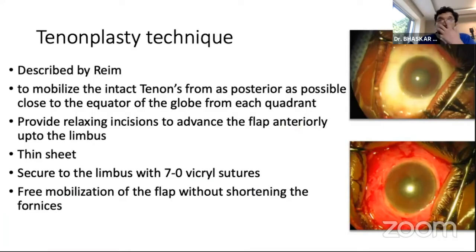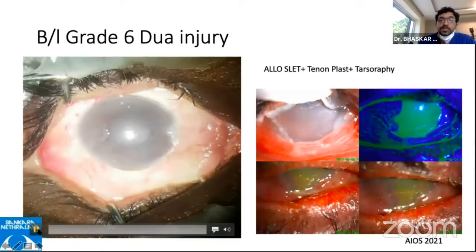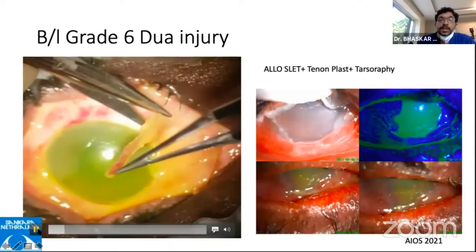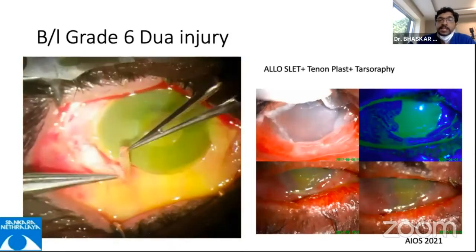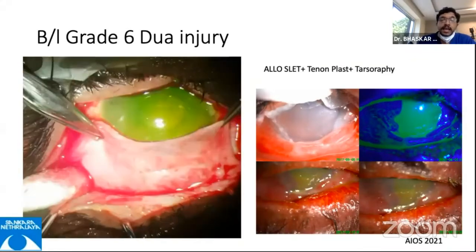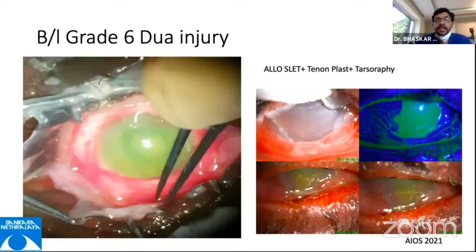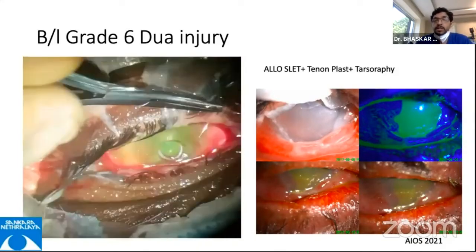Tenonplasty was first described by Rime, and we now use it regularly when there is severe ischemia. So this video shows how you do a tenonplasty. When you're cutting it, you can see that there's no blood coming, indicating the lack of vascularity. And you dissect and remove the tissues from the periphery, get it towards the limbus, secure it at the limbus, and then you drape the amniotic on the ocular surface.